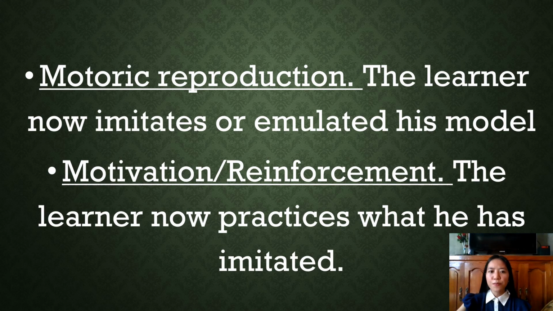Last process will be motivation or reinforcement. The learner now practices what he has imitated. Even though a person may have the ability to reproduce the behavior, they must have the will or desire to do it. People are more motivated to mimic the behavior if the behavior is rewarded with something. If the behavior is followed by punishment, people are less likely to imitate the behavior.